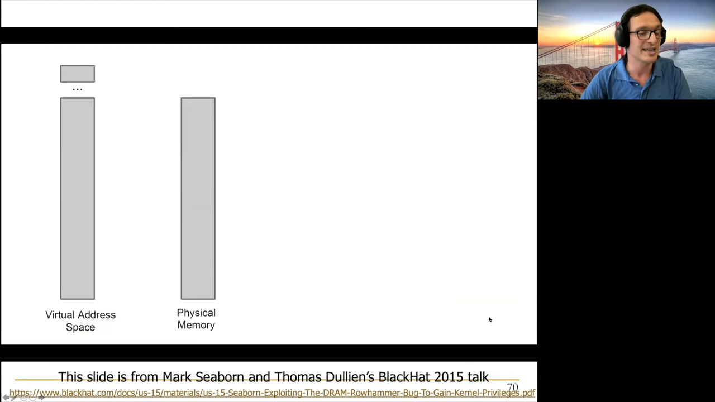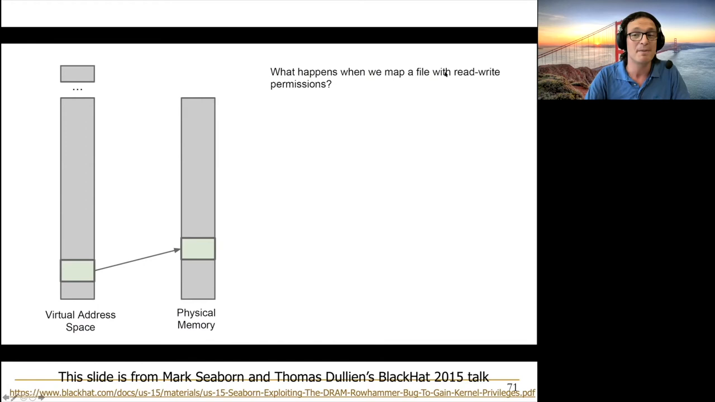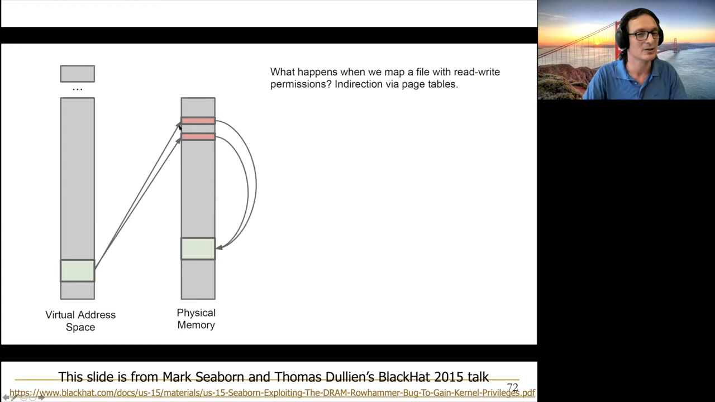So this is the virtual address space. This is physical memory. And then they say, what happens when we map a file with read-write permissions? So a file gets mapped over here. One of you asked the question, what happens when you do file IO? The 4 kilobyte portion of the file that you're accessing gets mapped to physical memory. What else happens? Well, page tables also get mapped to physical memory. And page tables basically provide you read-write permissions and indirection to that file. Okay, now we're going to be clever.